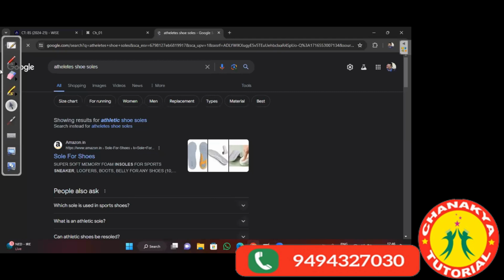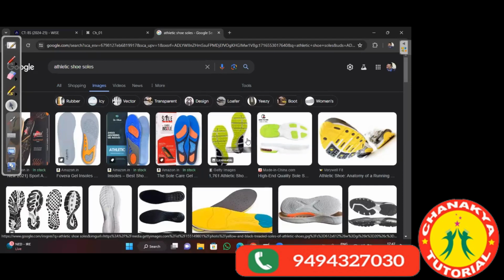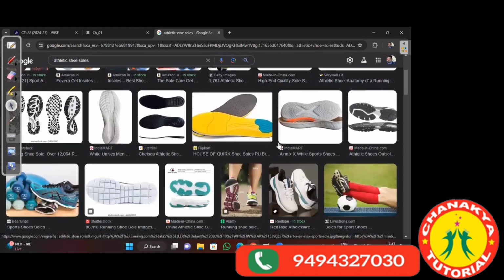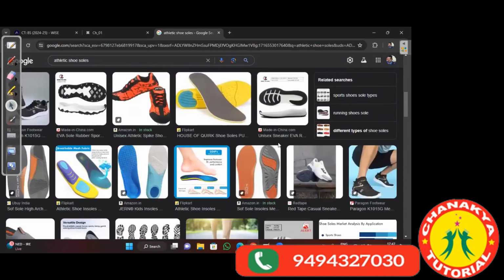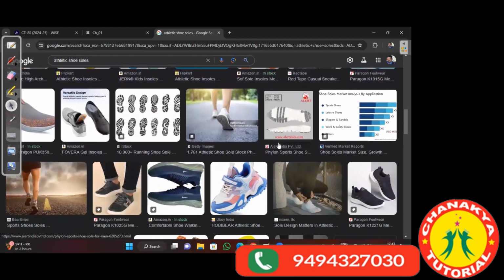Just let me show you some athlete shoe soles, how the soles look. See the grips that are provided, the specialized grips to avoid slipping. We have some running shoes where some spikes are also provided in the soles, which will provide a better grip.